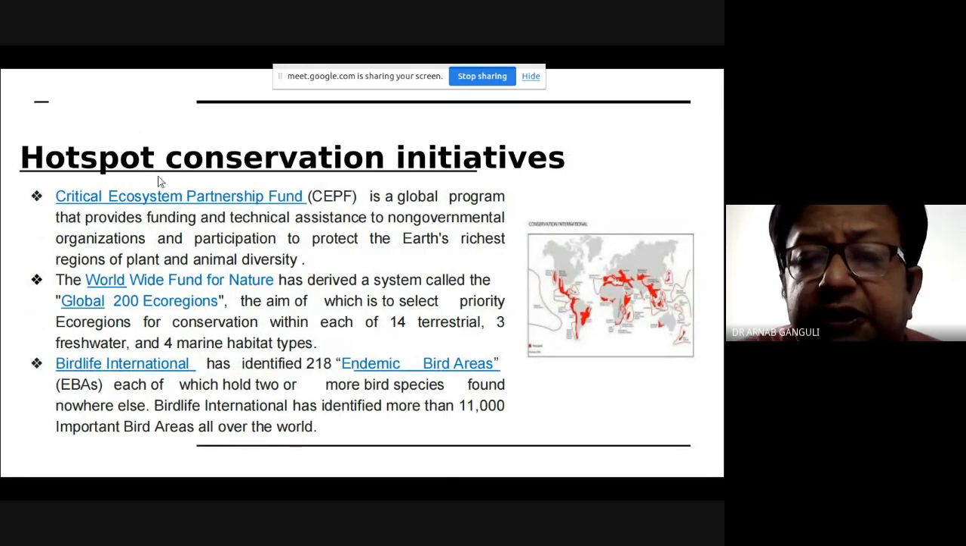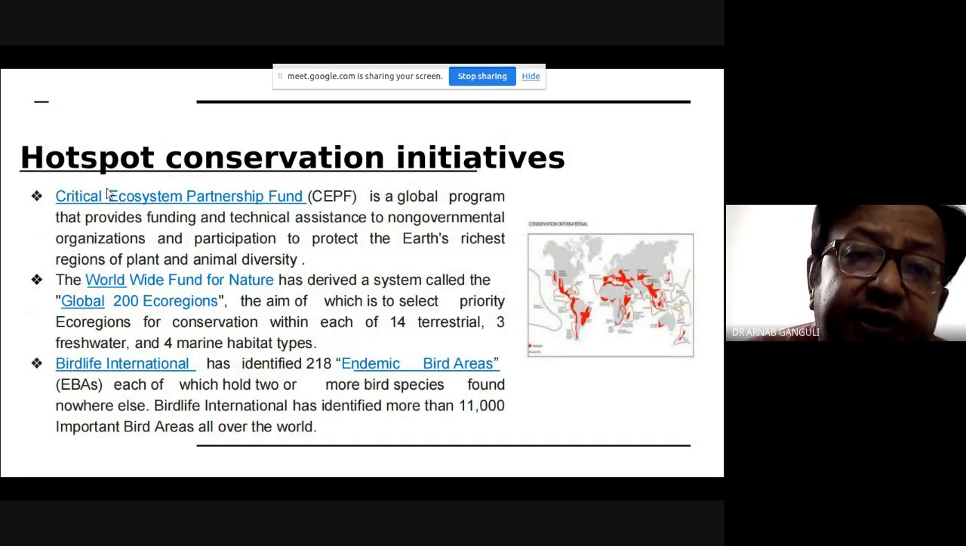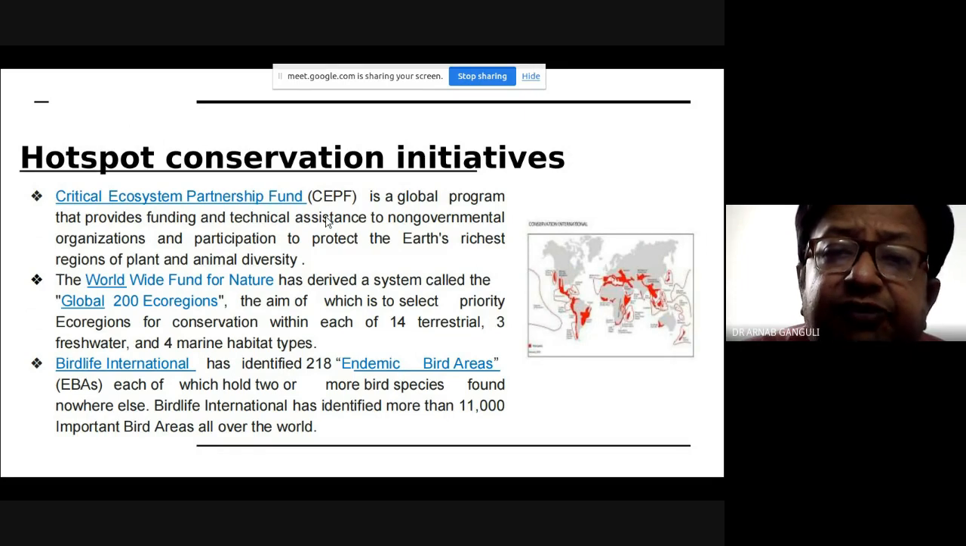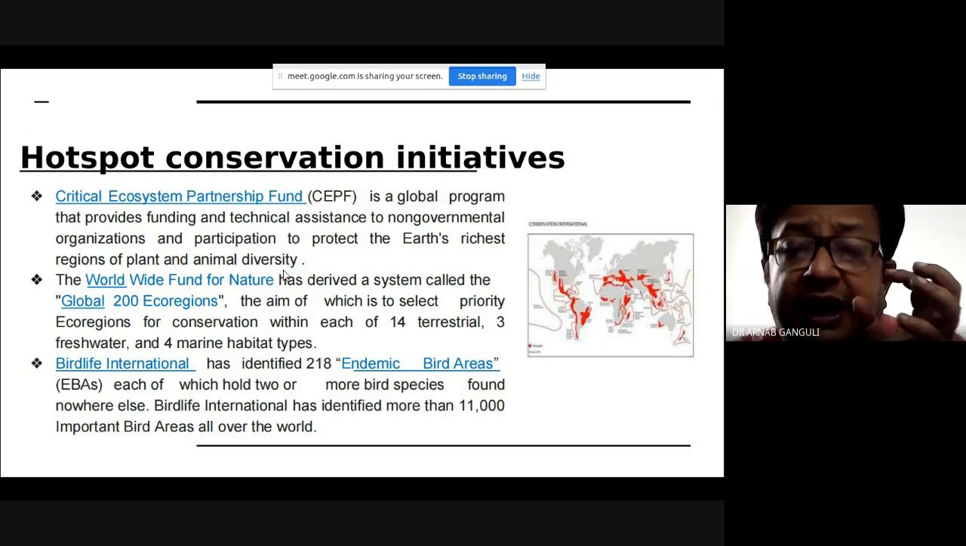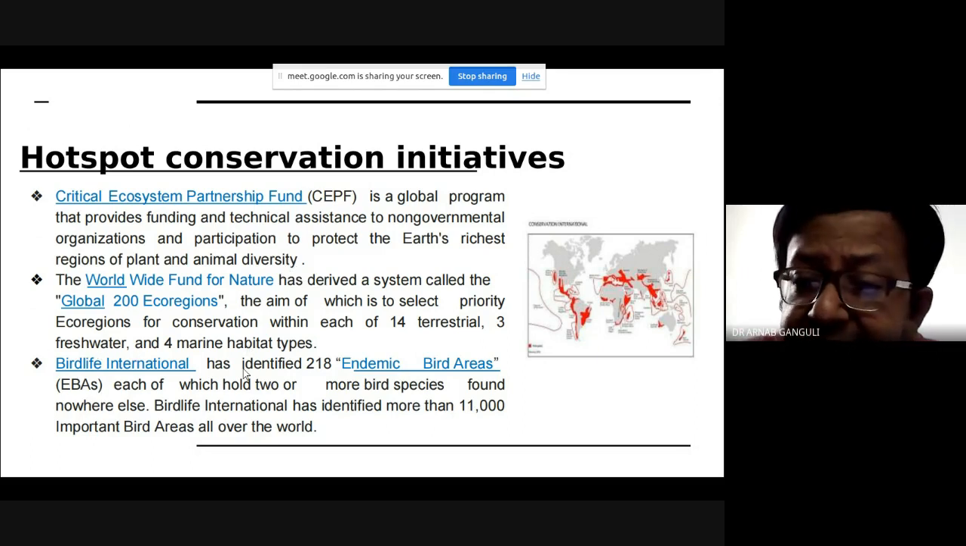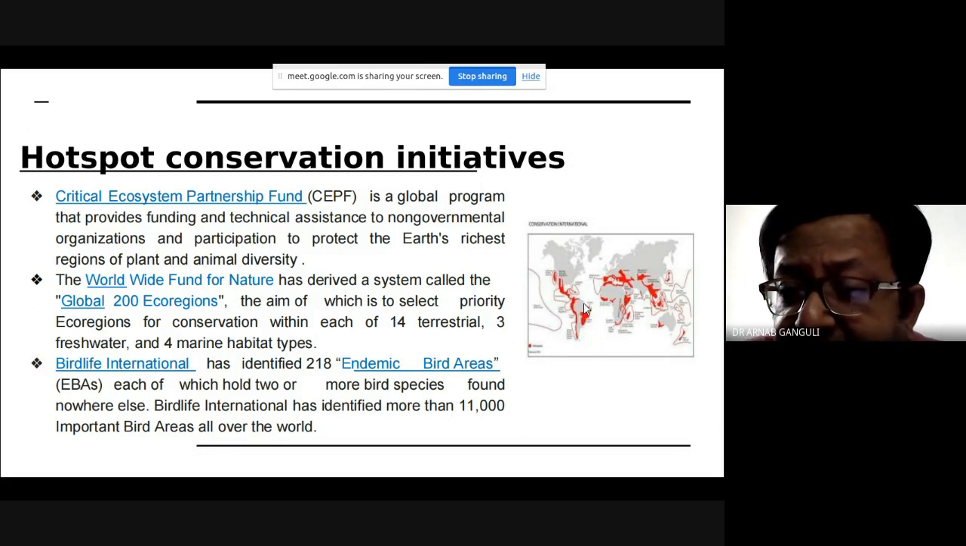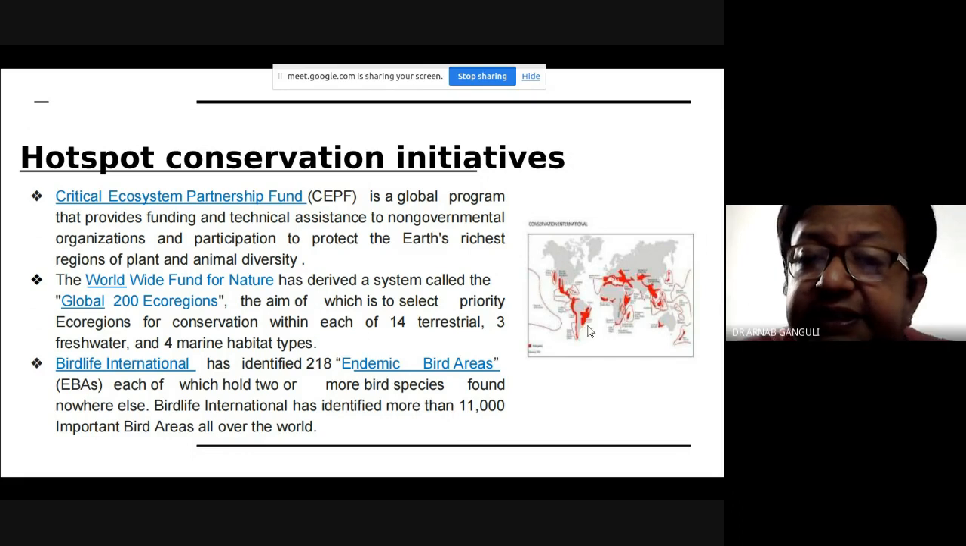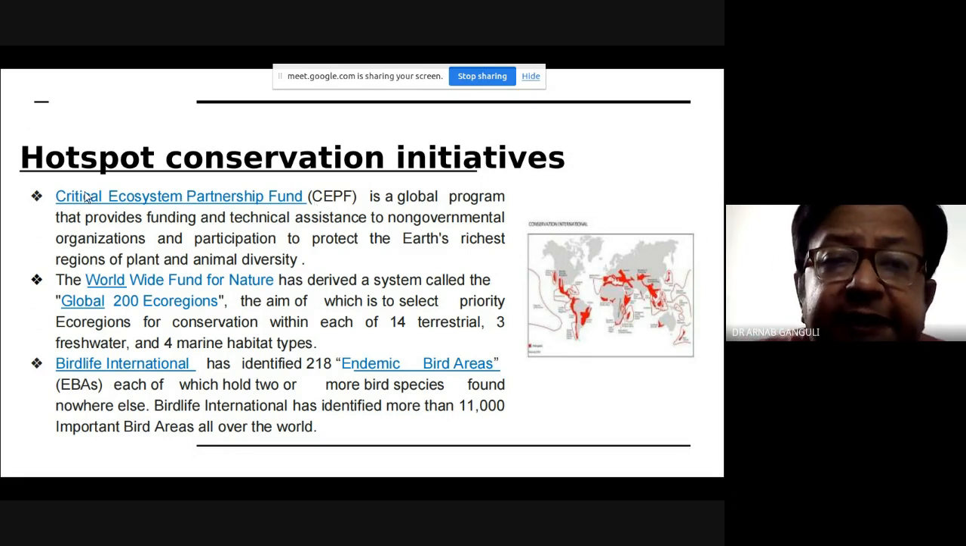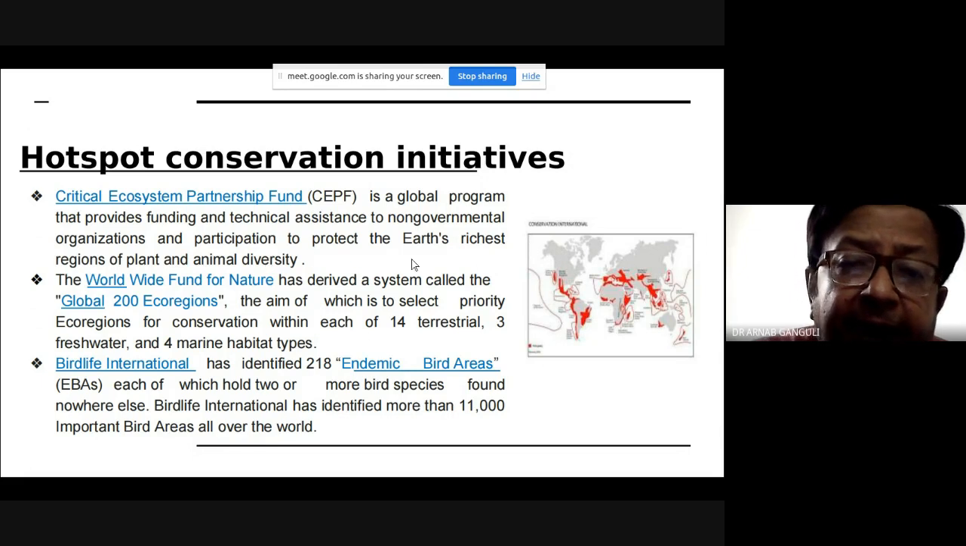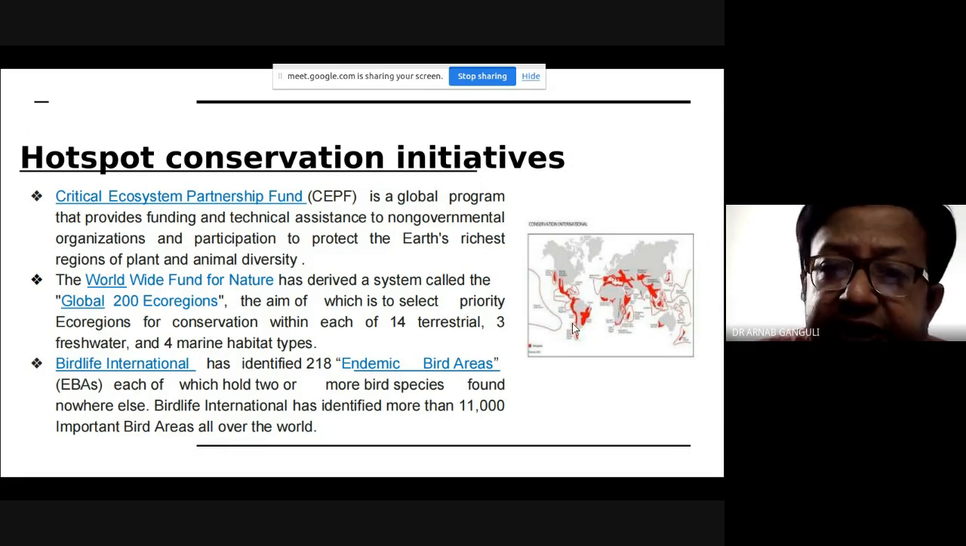So there are certain initiatives to conserve these hotspots. First is the Critical Ecosystem Partnership Fund (CEPF). Then the Worldwide Fund for Nature. Knowing these names is very important. Then BirdLife International. These regions, you can see the red areas on the world map. Are you able to see these red areas? Yes, sir. These are the hotspots. So you have the Critical Ecosystem Partnership Fund, the Worldwide Fund for Nature, and BirdLife International. These are the most important initiatives.